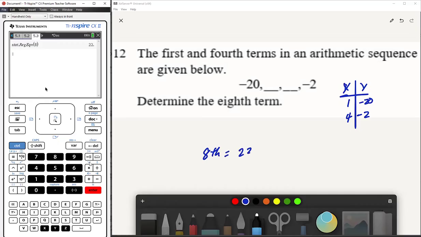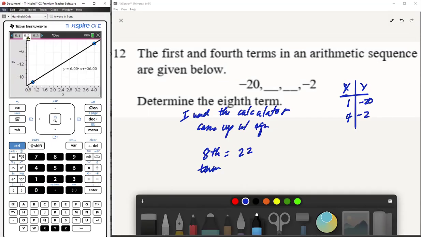Now, if you just write this, you're only going to get 1 point. What you have to say is, I use the calculator and came up with the equation. What was the equation we came up with? Let's go here. It was y equals 6x minus 26. And then I just plugged in 8 and figured out what the output would be.